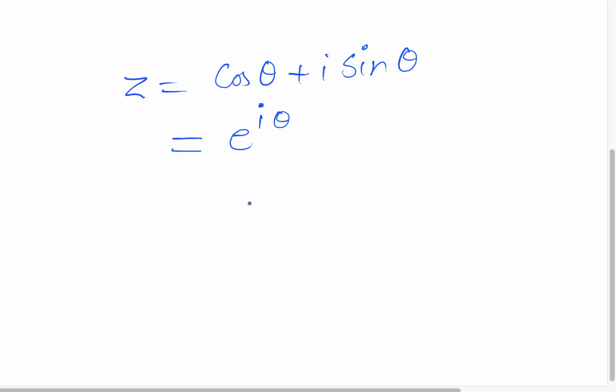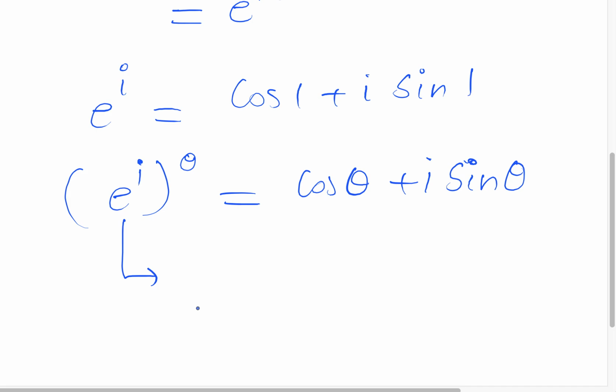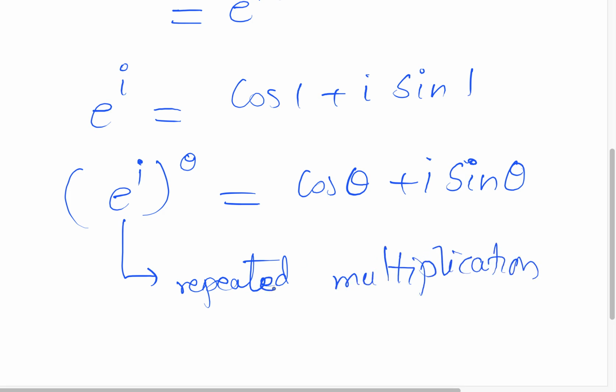If I think of e raised to i, which I could show you, e raised to i is cos of 1 plus i sine of 1. After that, e raised to i raised to theta, meaning however much the angle is rotating by, I can think of the left hand side as e raised to i getting multiplied with itself, repeated multiplication theta times, isn't it? Isn't that what exponents say? e raised to i raised to theta means e raised to i multiplied by itself how many times? Theta times.